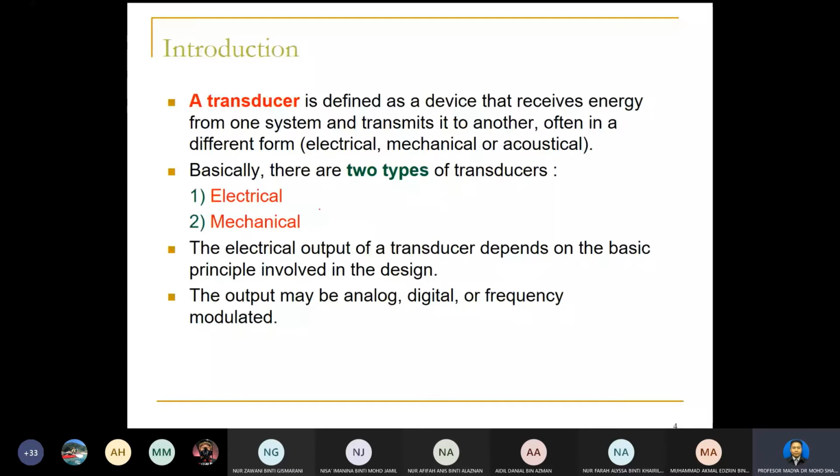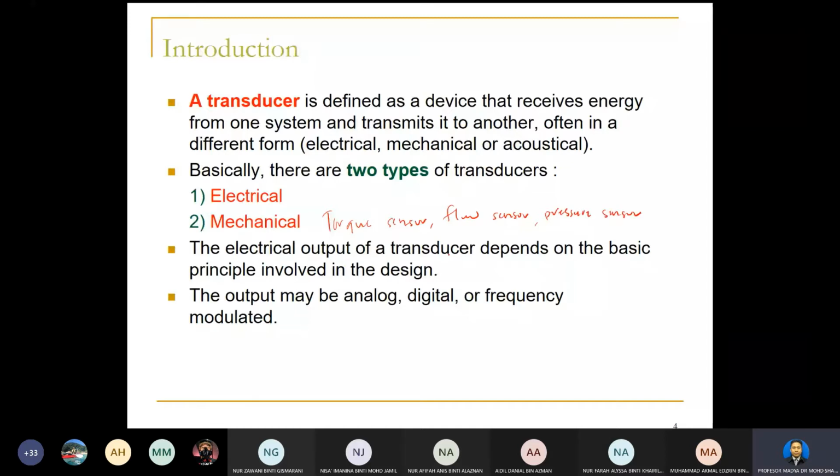So next we have the mechanical part. For example, in the mechanical part we have the torque sensor, the flow sensor, the pressure sensor, and the force sensor, and so on. These are some examples of mechanical sensors.